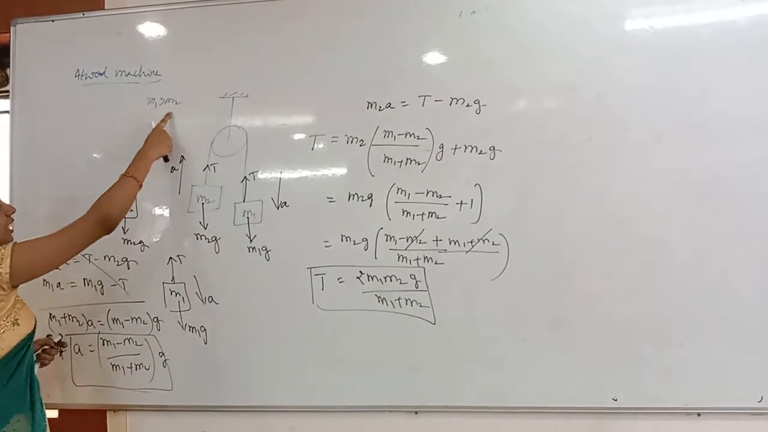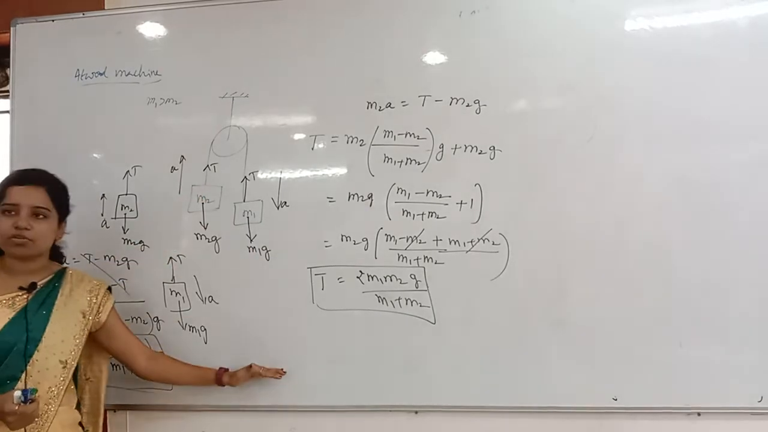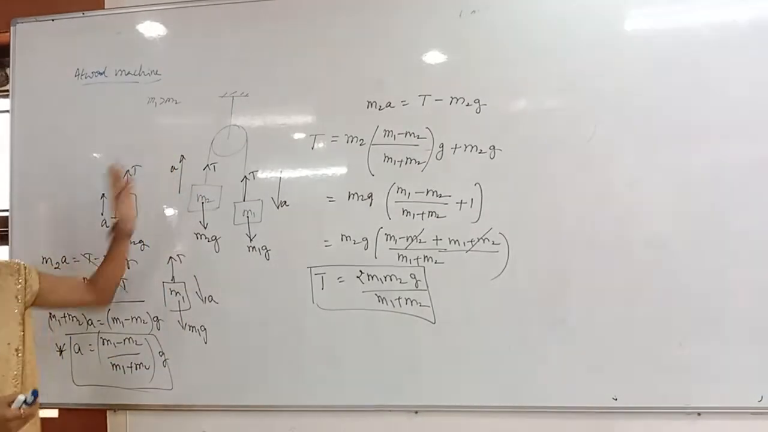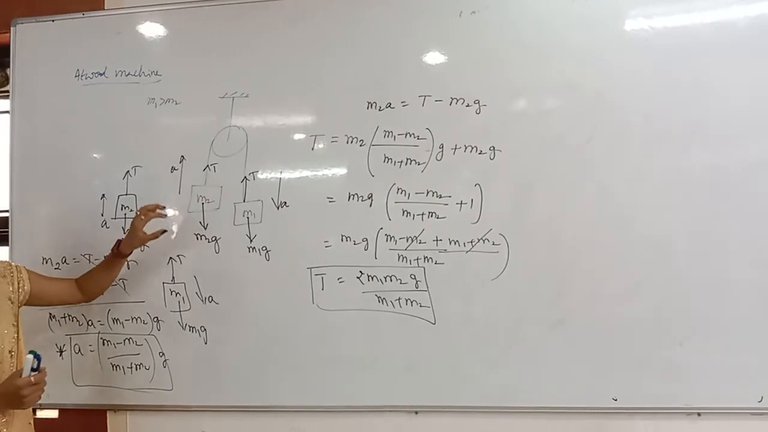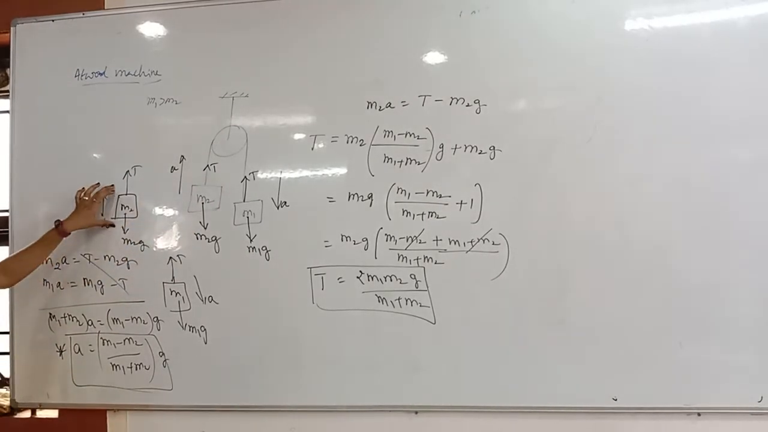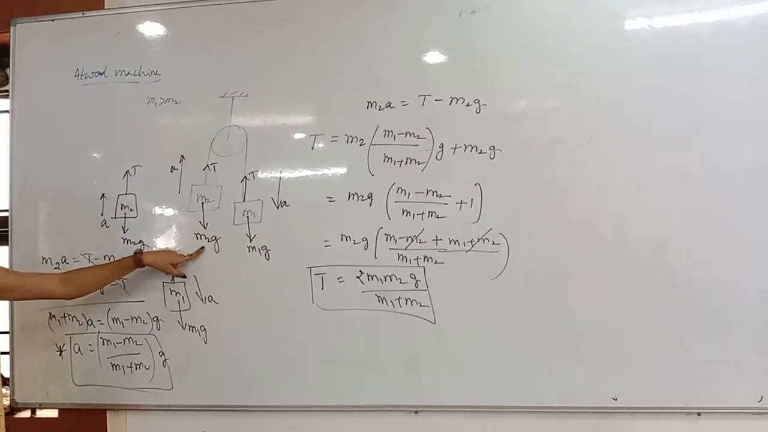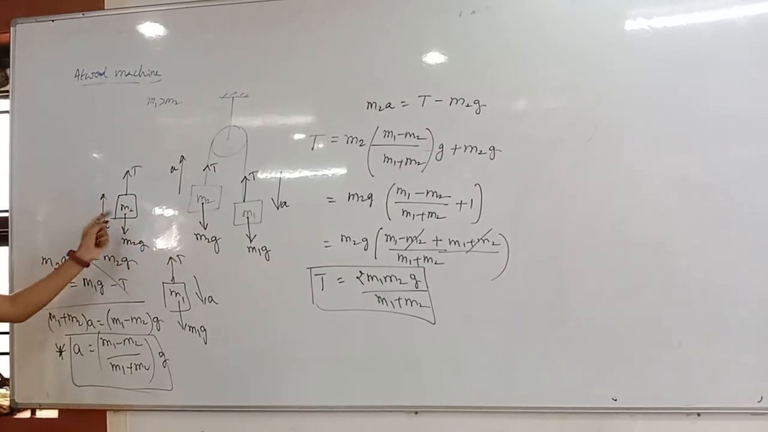I said m1 greater than m2 means m1 will come in the downward direction obviously, m2 will go in the upward direction. Now I have taken the free body diagram of m2 first of all. For that m2, I have taken tension in the upward direction and m2g in the downward direction, and acceleration is in the upward direction.